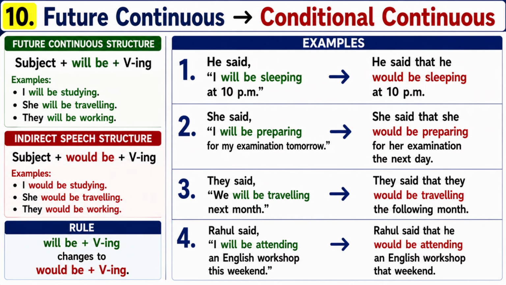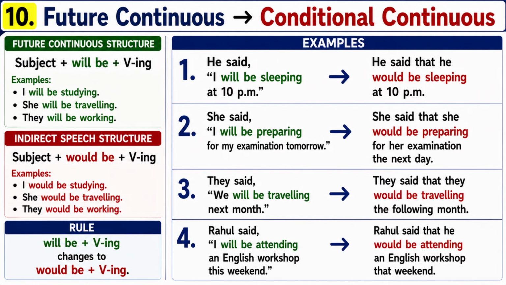Example 1. He said, "I will be sleeping at 10 p.m." It becomes, he said that he would be sleeping at 10 p.m. Example 2. She said, "I will be preparing for my examination tomorrow." It becomes, she said that she would be preparing for her examination the next day.